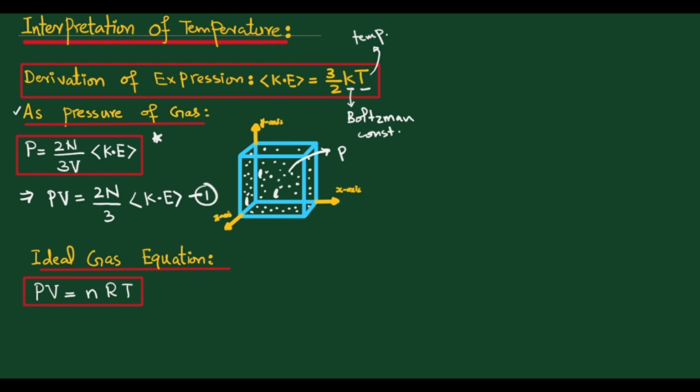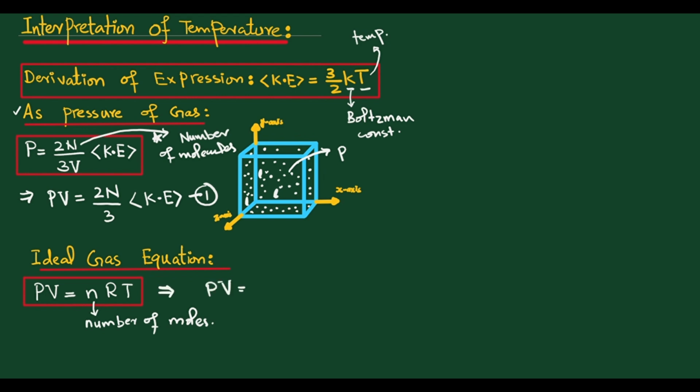PV is equal to nRT, and here the small n is different from the capital N. Capital N is the number of molecules, but the small n is the number of moles.